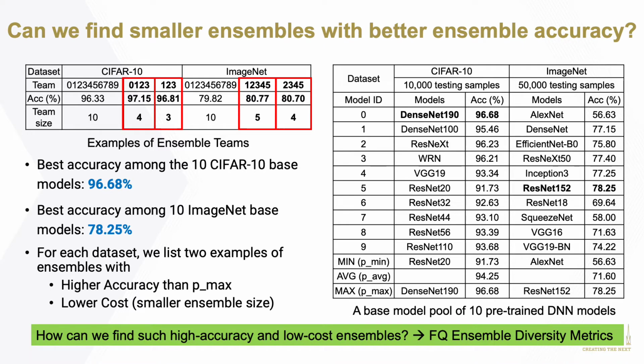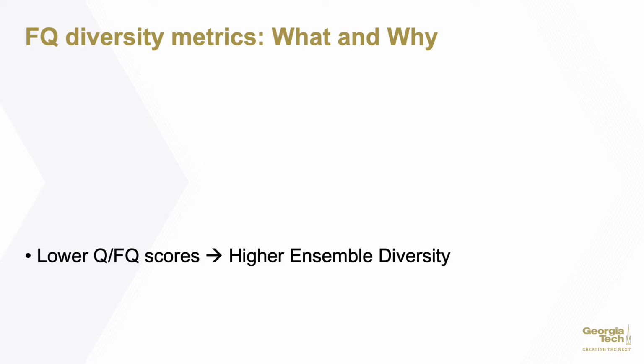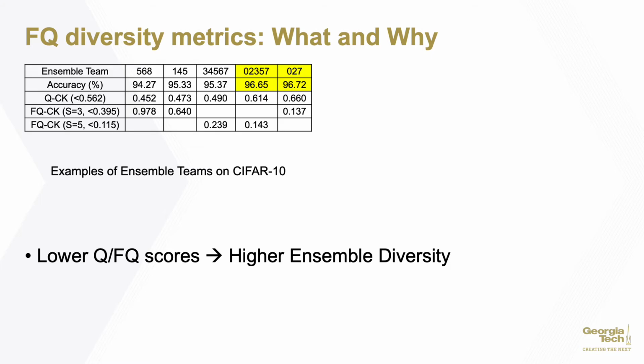We propose FQ ensemble diversity metrics to solve this problem. Let's first look at what FQ diversity metrics are and why we need them. Here, lower FQ diversity scores correspond to higher ensemble diversity. The top left table shows 5 ensemble examples.